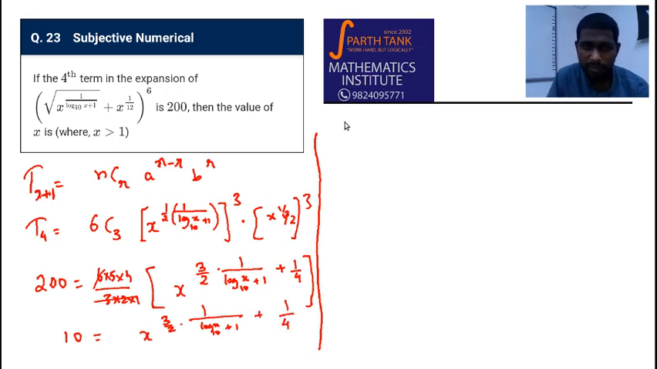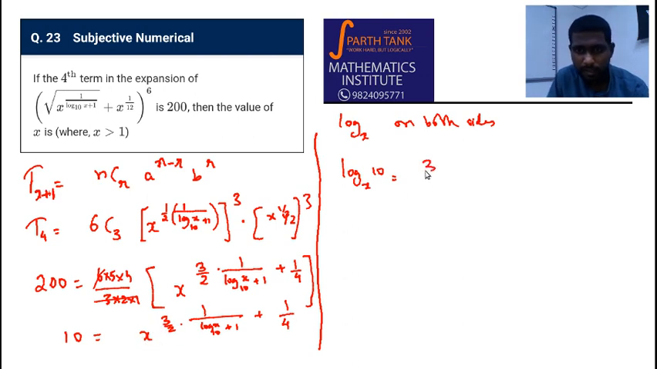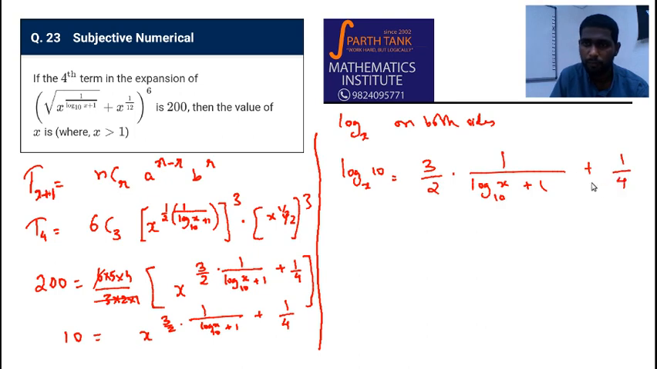Take log to the base x on both sides. This would give me log 10 base x, and now log x base x will vanish, become 1, and the whole thing drops to the front. 3 by 2 into 1 by log x base 10 plus 1, plus 1 by 4.